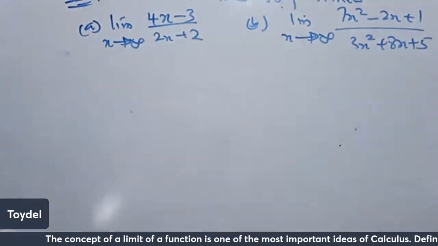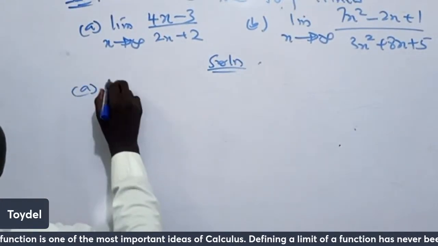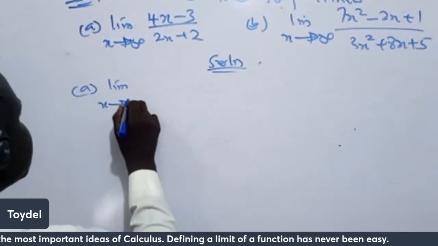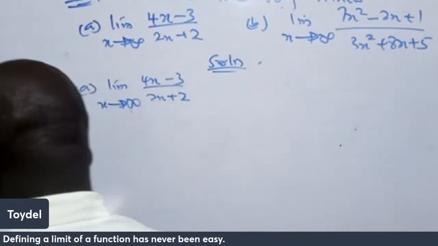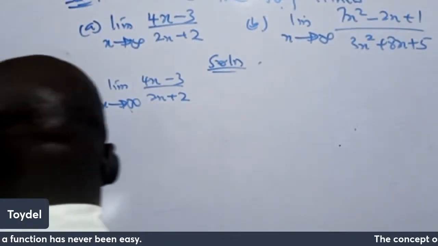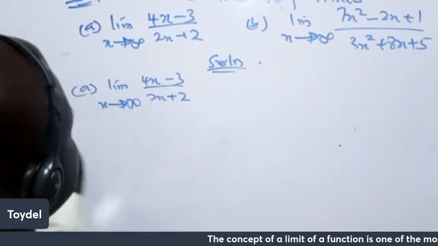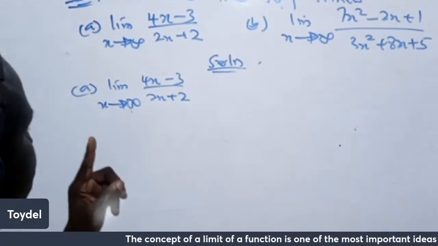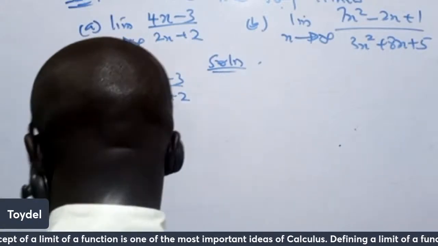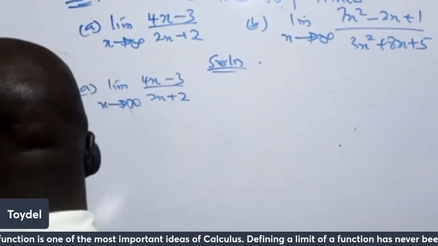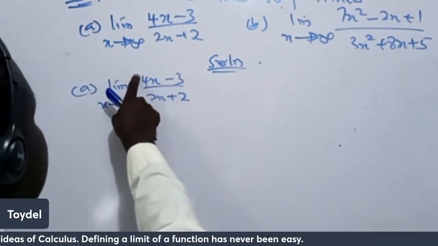Whenever x tends to infinity, this is what we are expected to do. A, limit as x tends to infinity, 4x minus 3 all over 2x plus 2. If you have this type of problem, just look for the highest power of x to divide through. In this case, the highest power here is x. Maybe we have x squared. This is linear. The numerator is linear.